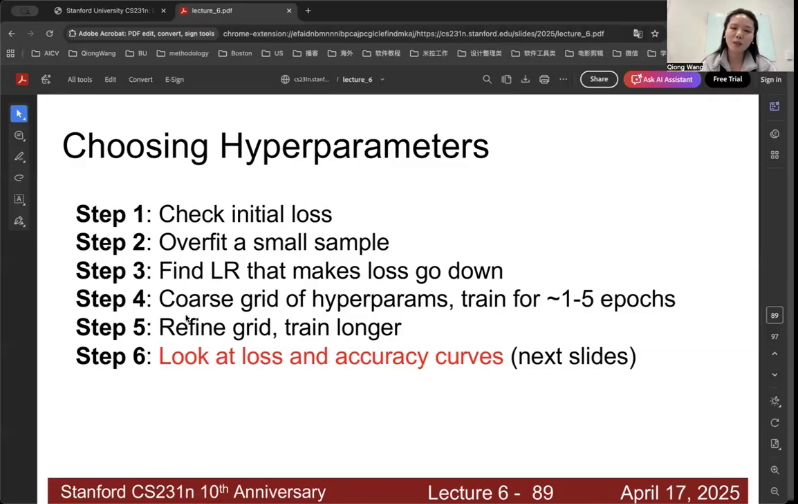Some of them cannot work. We just keep the ones whose initial loss works. Then go to step 4. Cross the grid of hyperparameters and train for 1, 2, 3, 5 epochs. And the next step, step 5, is to refine the grid and train longer.